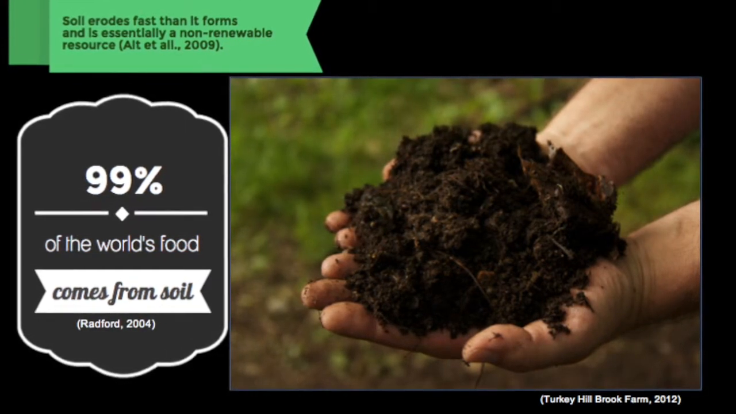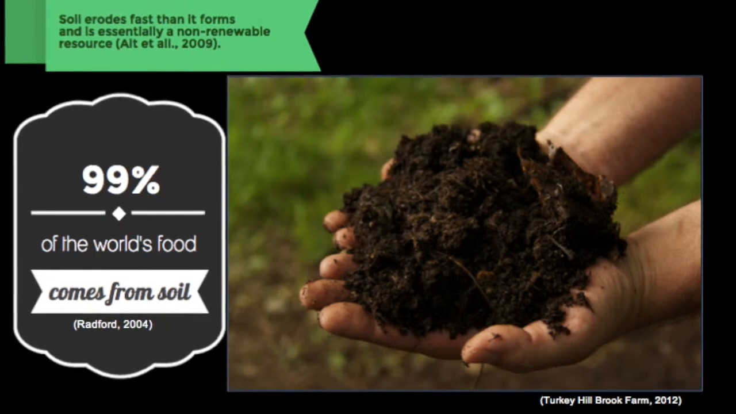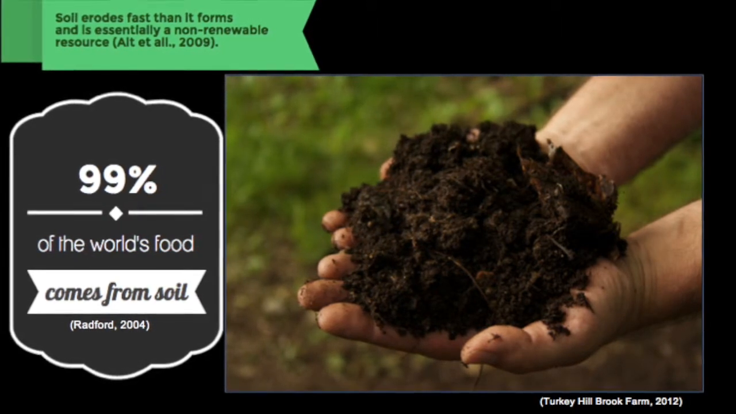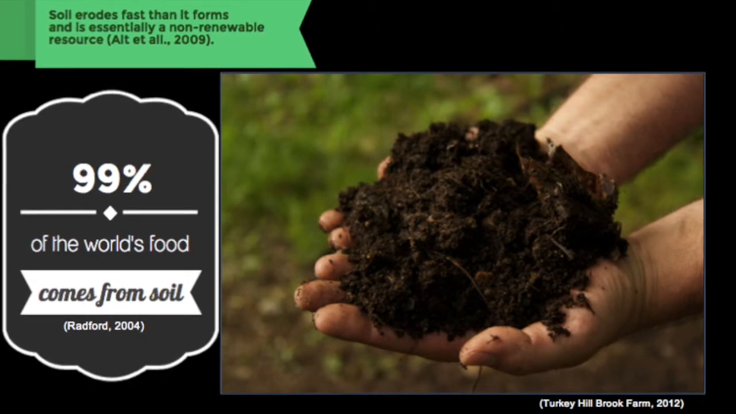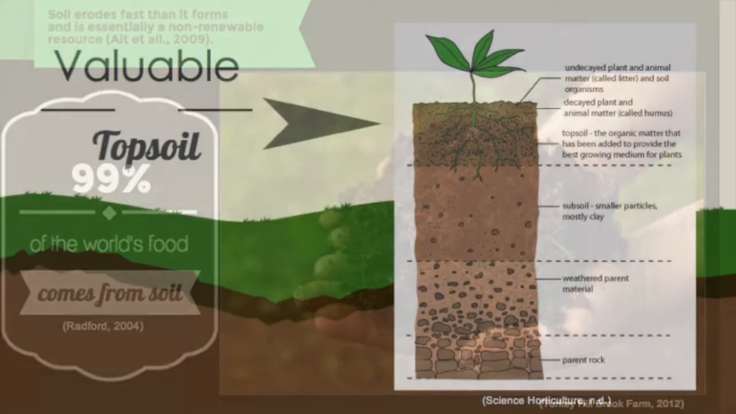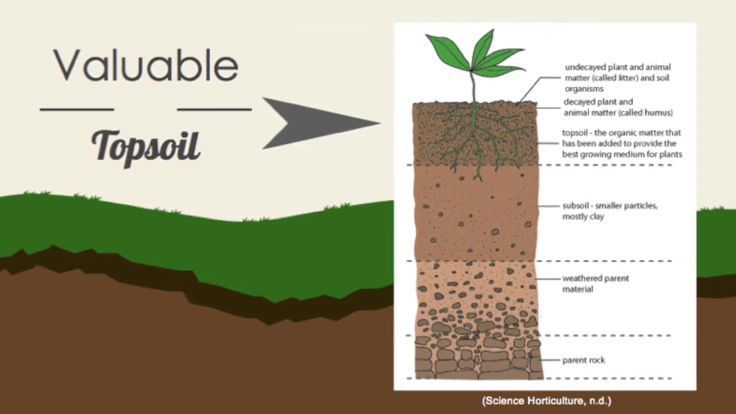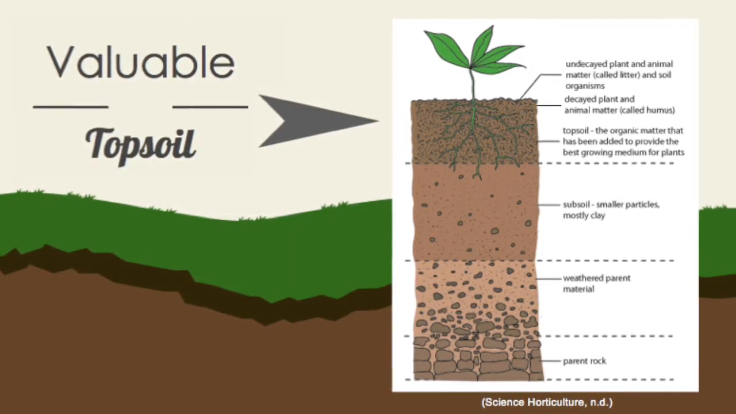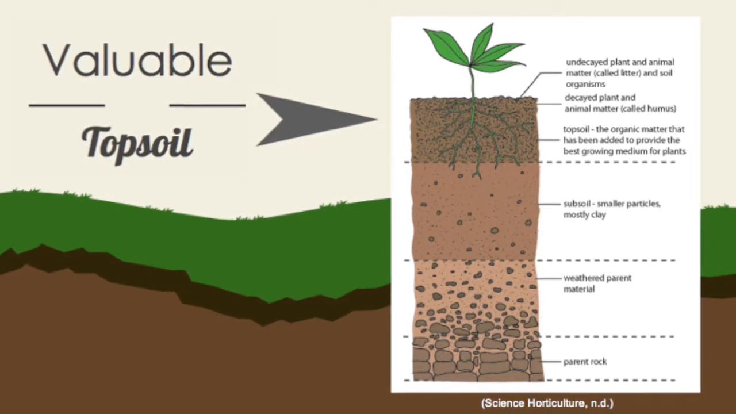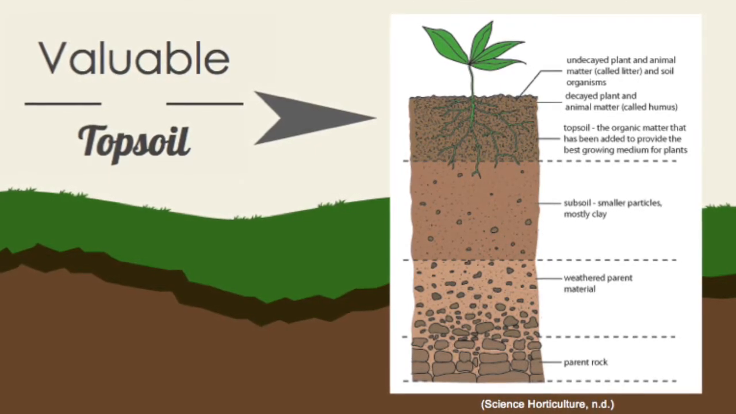This is a confronting fact, as approximately 99% of the world's food comes from soil. Over the past 40 years, 30% of the world's agricultural lands have been unusable as a result of erosion. The effects that erosion has on agricultural lands is detrimental, as it eliminates the valuable topsoil, which is the most fertile component of the soil profile for the growth of crops.